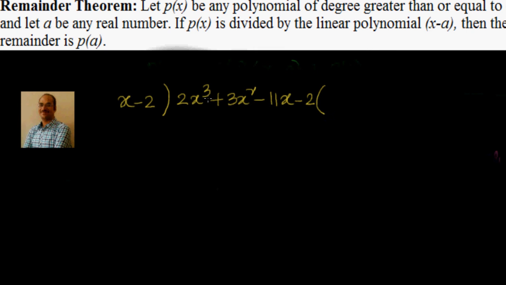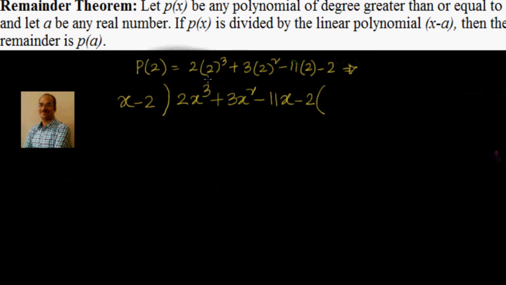Now we want to find out the remainder. The remainder theorem says that you can directly go ahead with P of 2, substituting the value 2 into 2x cube plus 3x square minus 11x minus 2. That should be your remainder. Even if you do the long division method, you should get the same thing.